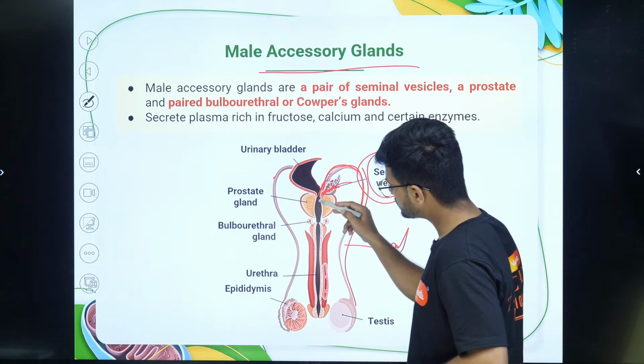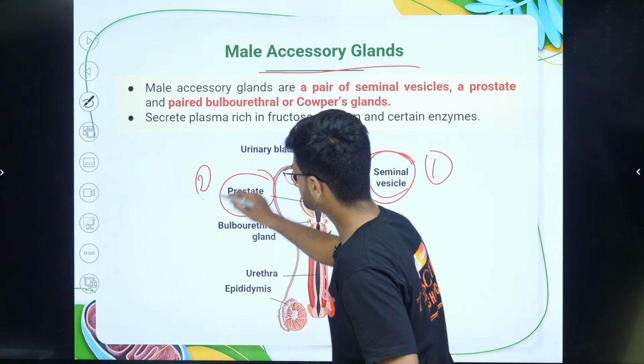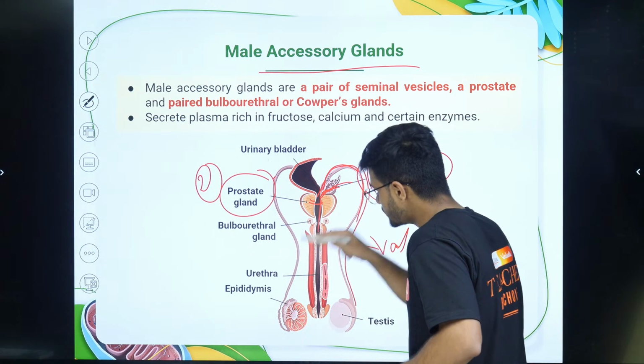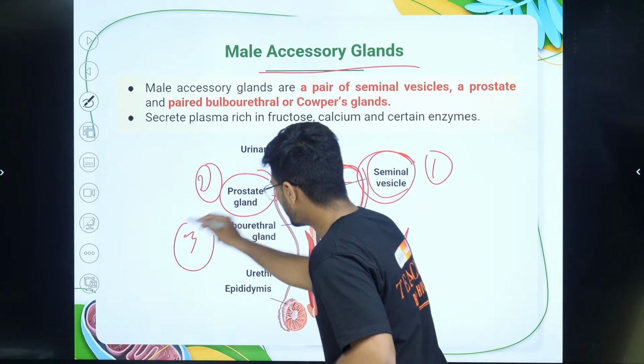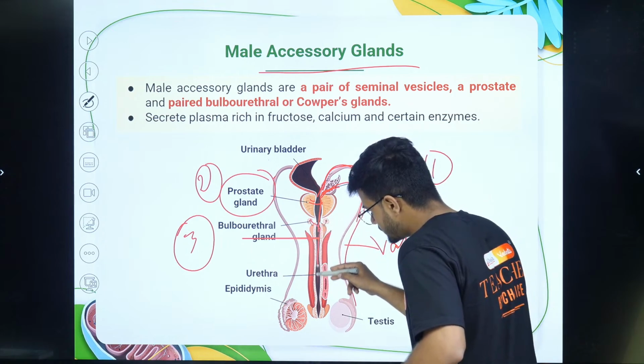Then coming forward from here, you have the prostate gland, the first gland, the second gland, the prostate gland comes here. Finally, when it comes here you have the third gland, called the bulbourethral gland, also called the Cowper gland. Secretions come from the Cowper gland, and then come out.